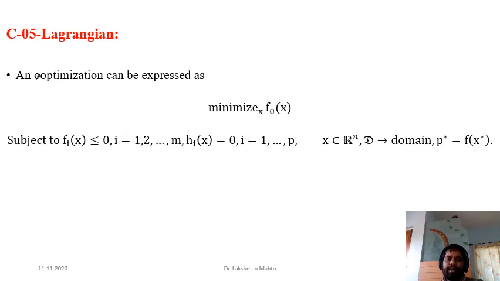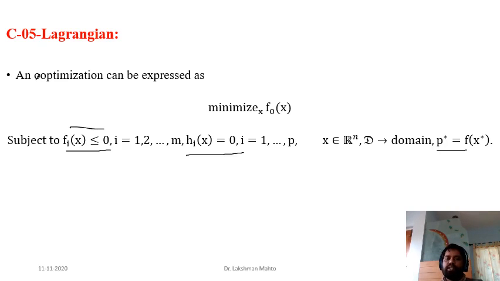Suppose we have an optimization problem where we minimize an objective function f naught subject to these constraints. These are inequality constraints, these are equality constraints, and the optimal value of this problem is p star here, but we don't know p star. Also, we don't know x star.